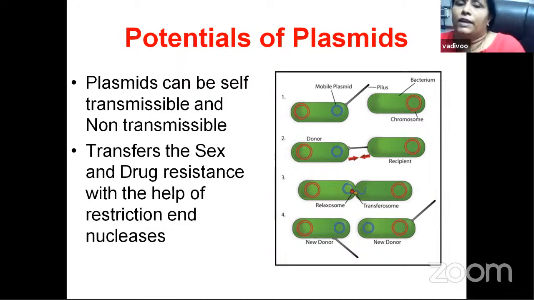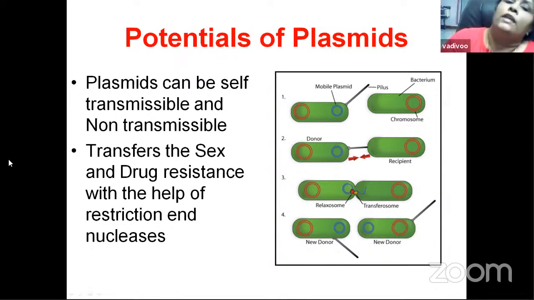So these are different types, based on their ability to produce a conjugation tube: conjugative plasmid and non-conjugative plasmid. This is one type of plasmid classification. Plasmids can be classified based on their potential as transmissible or non-transmissible, and they can be compatible or incompatible plasmids, and they are also classified based on function.